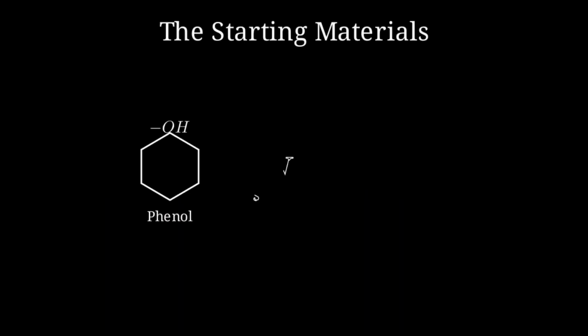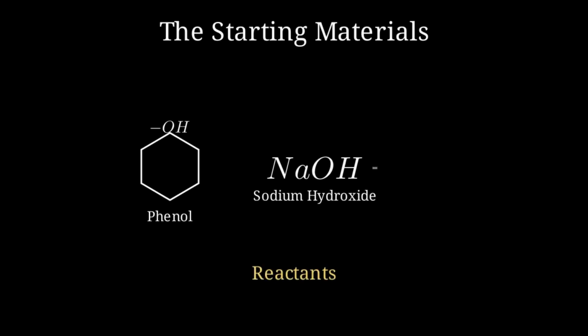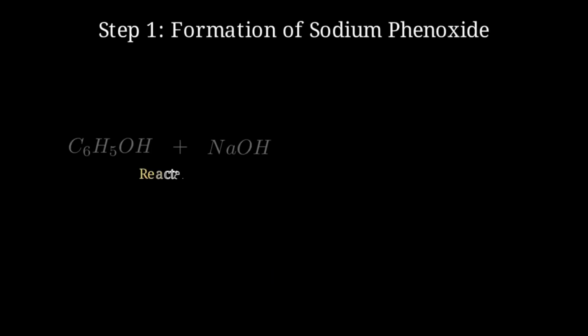The journey begins with phenol and a strong base, typically sodium hydroxide. The base deprotonates the phenol to create a more reactive species. This initial step is crucial for activating the aromatic ring for the subsequent steps. By removing the acidic proton from phenol, we generate the sodium phenoxide salt.